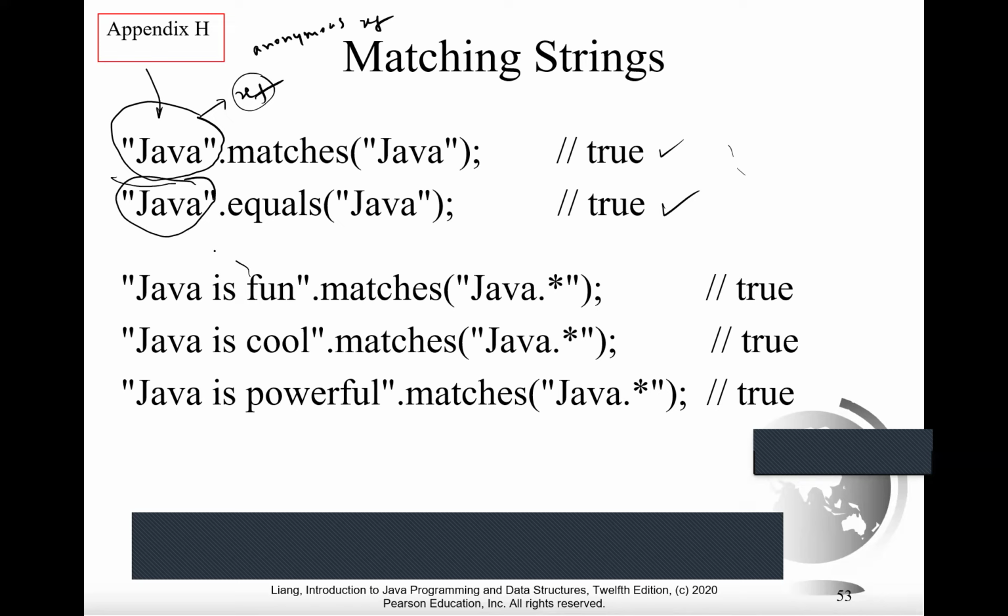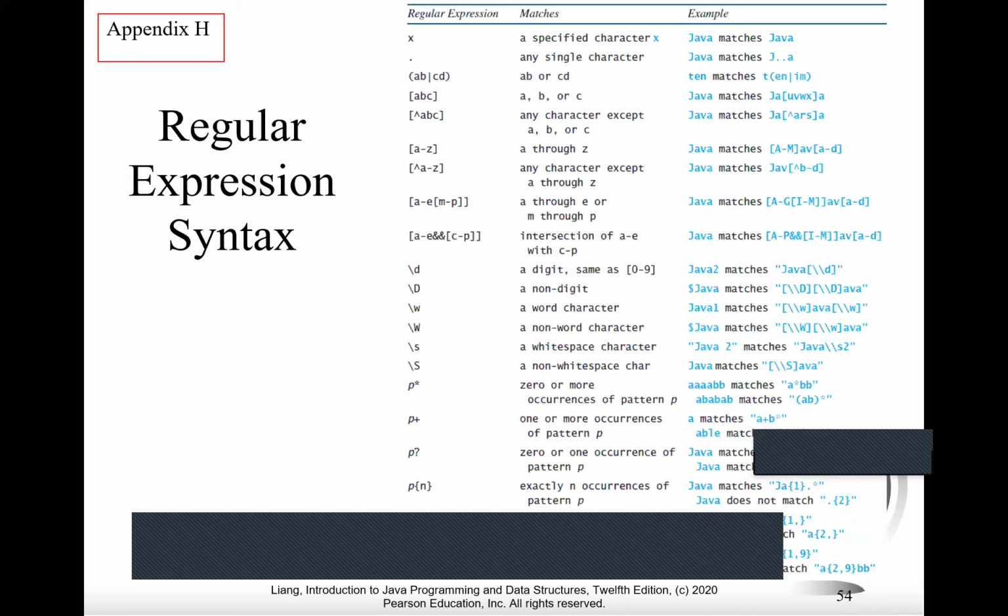Java. Java is fun. And that is an object. And you are actually looking for a match because of this matches here. It's going to look for the wildcard also. It should match, right? So matches is really going to do that, equals doesn't. Oh, this is matches. Equals is exactly equal, then it is true. Equals will not match with Java dot star.